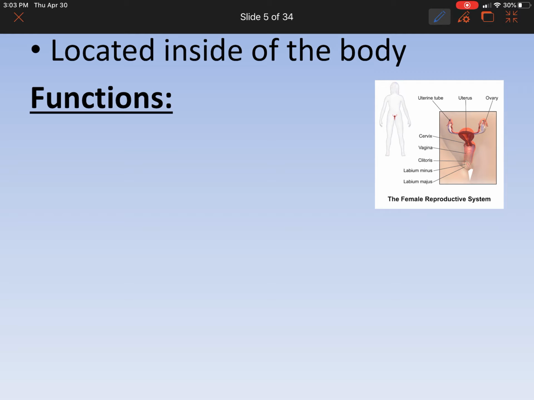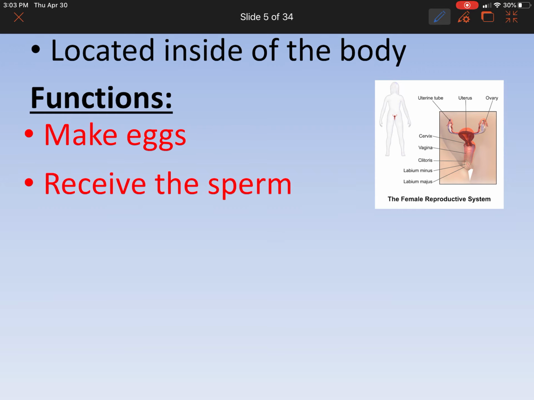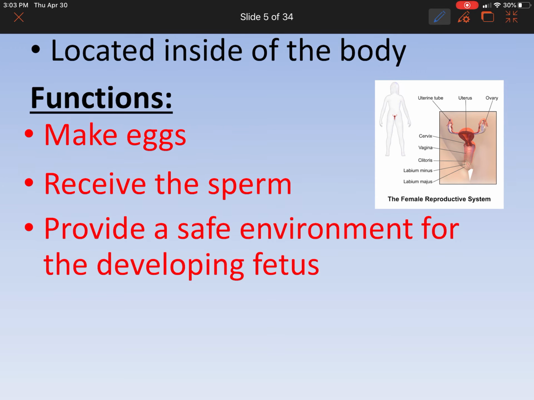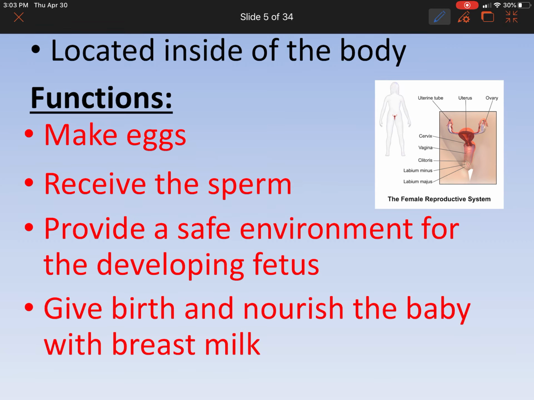Okay, so the female reproductive system is located inside of the body. We've got a picture here, which I'll talk about in a minute. So the functions, you're going to copy these down here. The functions of the female reproductive system are, firstly, to make eggs, to receive the sperm, to provide a safe environment for the developing fetus, this would be after fertilization occurs, and to give birth and nourish the baby with breast milk. Those are the four main functions of the female reproductive system. You can pause your video and make sure you copy those down.